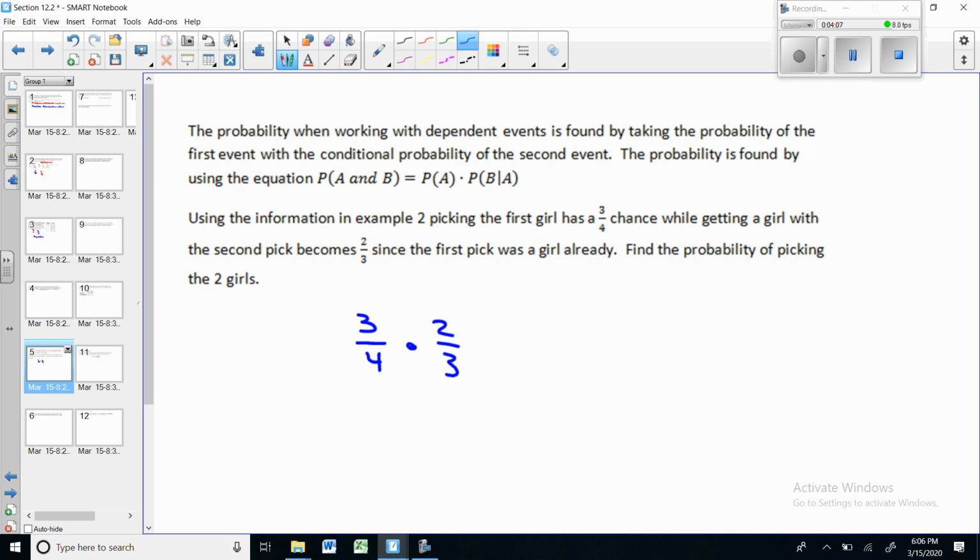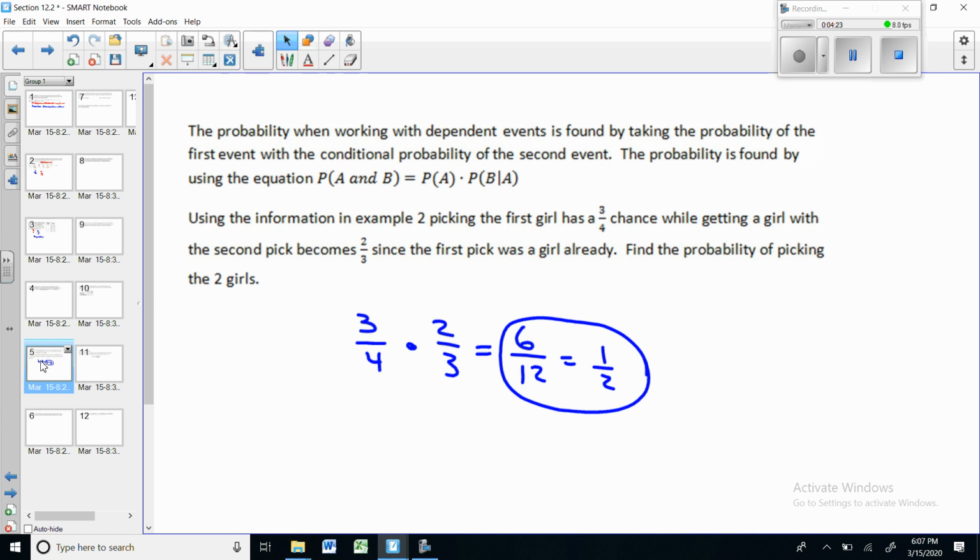Having both people be girls, the probability is 3/4 for the first and 2/3 for the second. We multiply those together, and our probability of getting both members to be girls is 6 out of 12, or 1/2. Now, as we go through the probability unit, one thing I will tell you is, give me the probability, and I will take the answer either reduced or non-reduced as far as the fraction goes. So you can either simplify the fraction or leave it as it originally is.